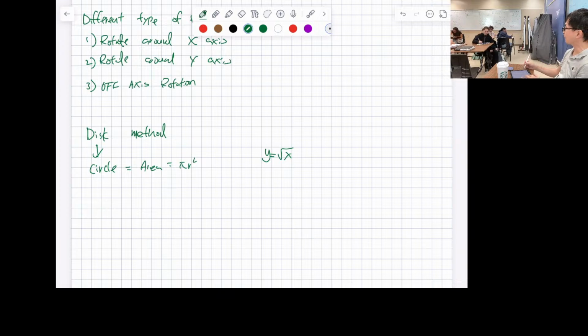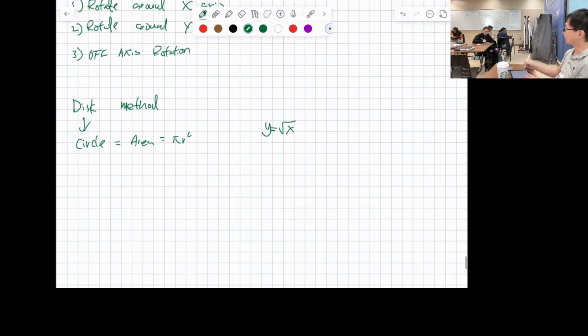Do you guys know how to graph y equals square root x? If you don't know, plug in a couple of points to see. The points I will plug in are 0, 0, 1, 1, and 4, 2. And that's going to be this point. And I'm going to stop here because I'm not trying to find a whole football. I'm trying to find half a football. If I find half a football, I can find the other side as well.